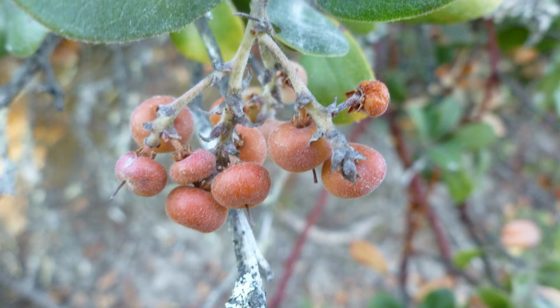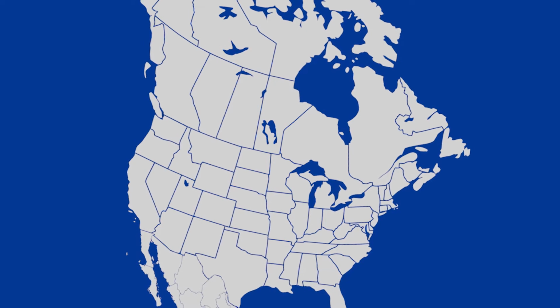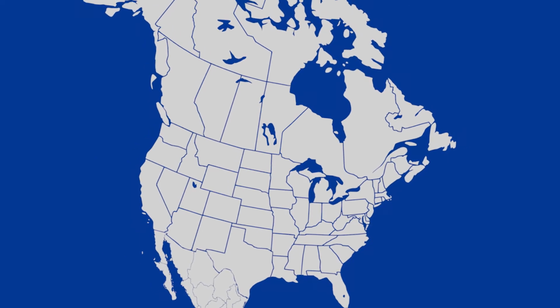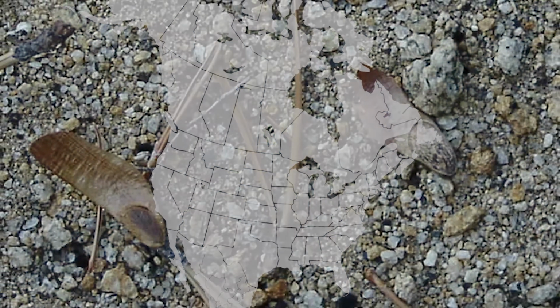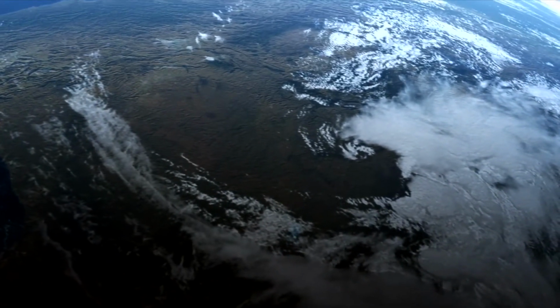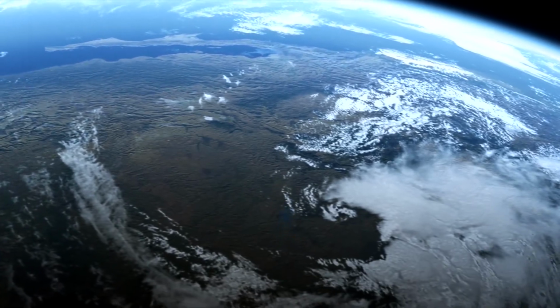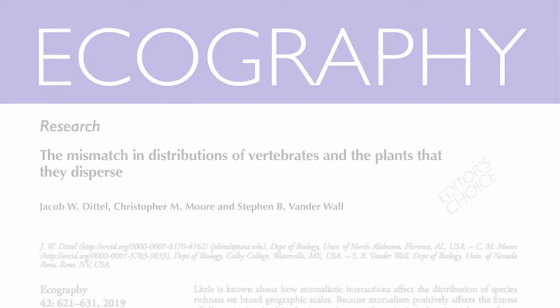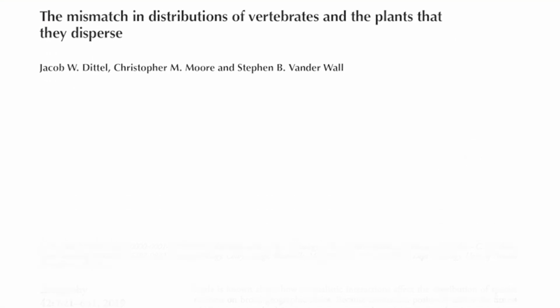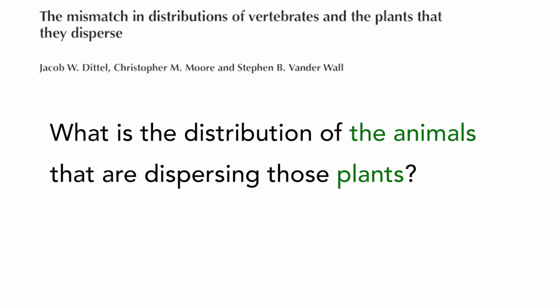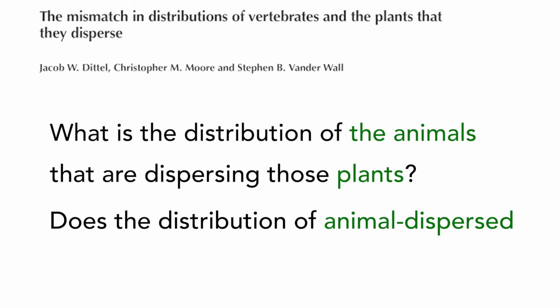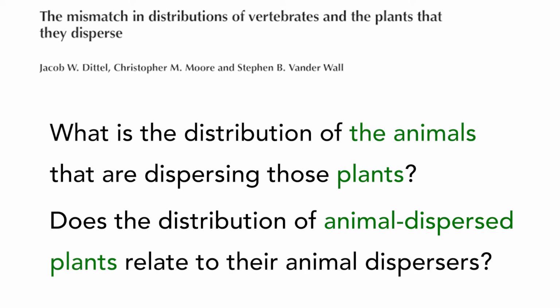The author studied these plant-animal interactions at a large spatial scale and found that the distribution of plants with seed dispersal mutualisms is non-random, and it varies with latitude, longitude, precipitation, and elevation. In a new paper in Ecography, we asked, what is the distribution of the animals that are dispersing those plants, and does the geographic distribution of animal-dispersed plants relate to their animal dispersers?